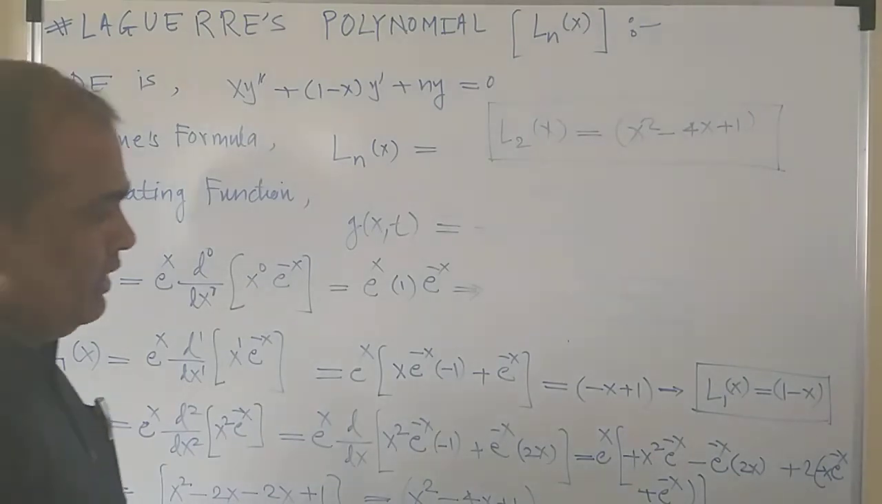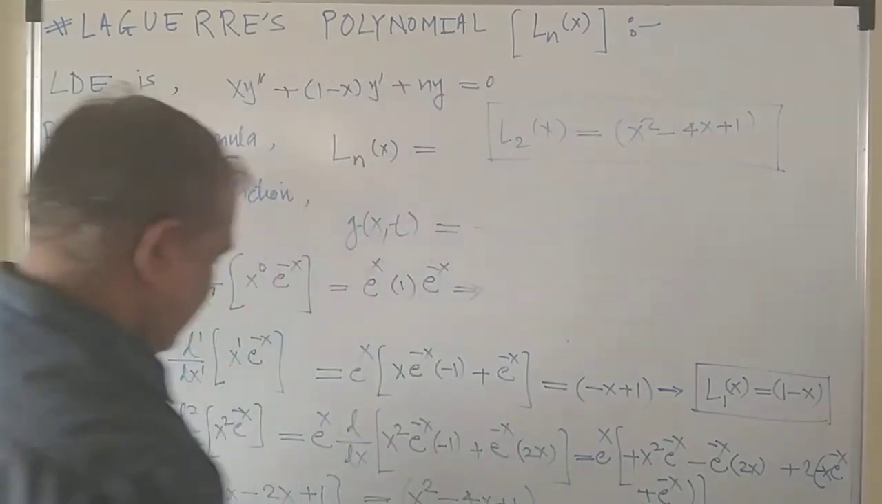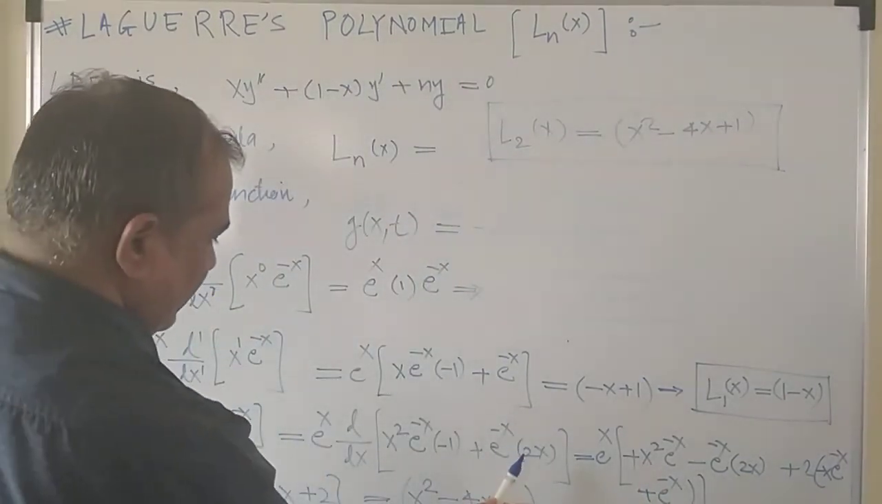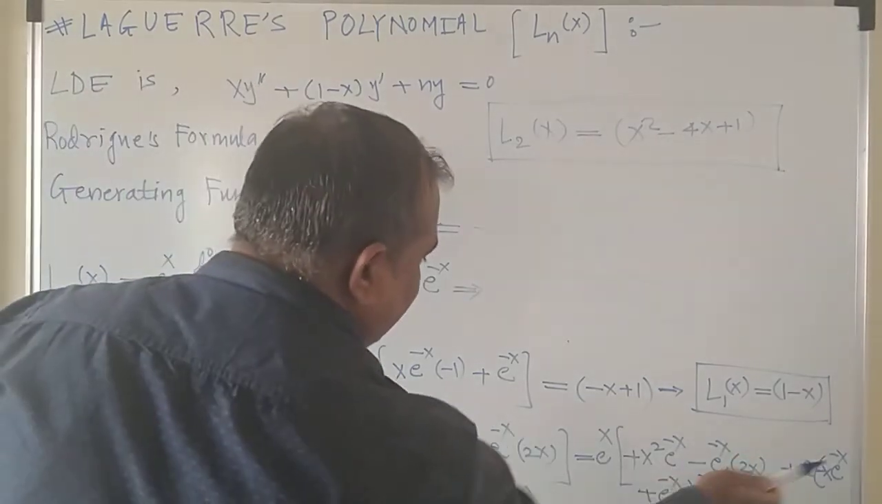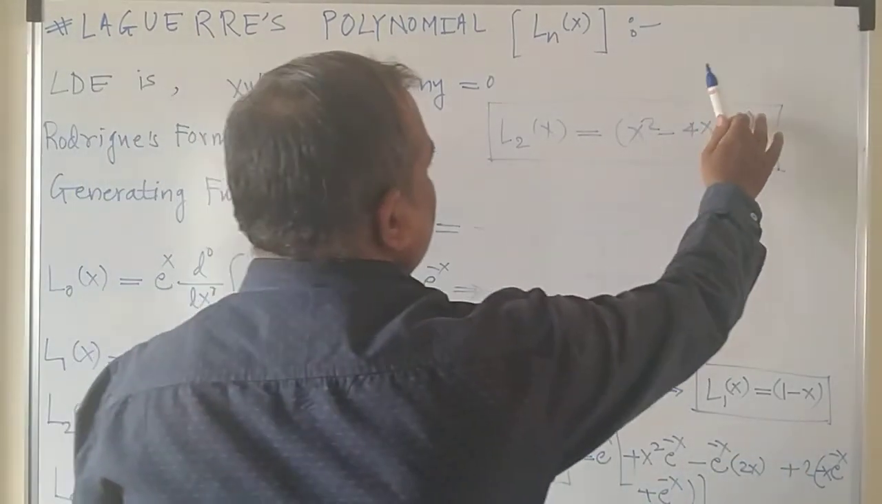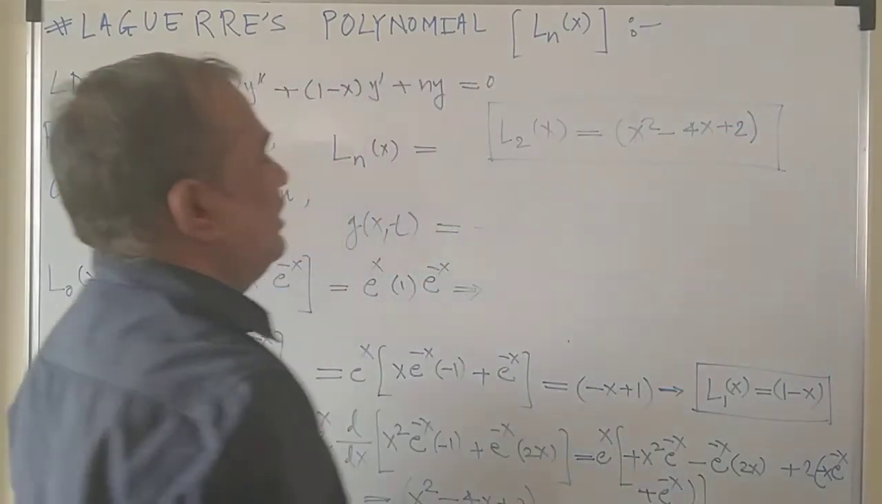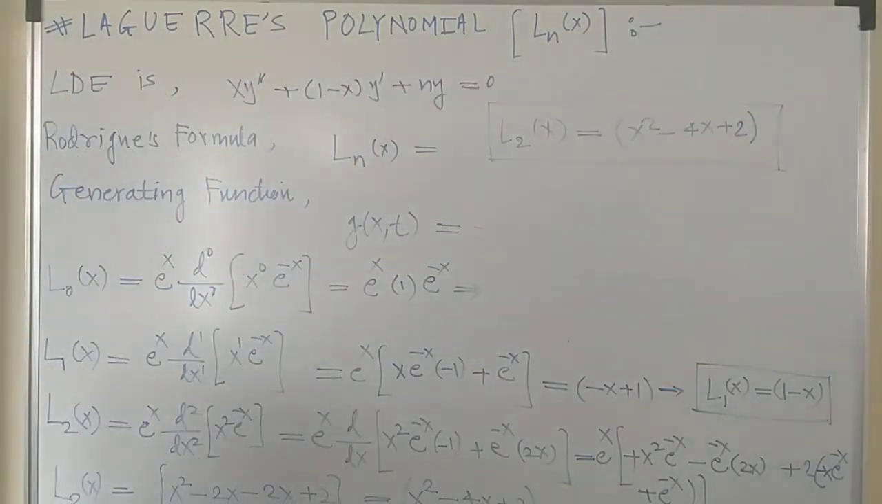Oh, sorry. Here 2 is multiplied to the 1, right? That means here we'll get the 2 value, not 1, because this 2 is multiplied to this e raised to minus x also, no? So we'll be having this 2 here. So this is your L2 of x, right?